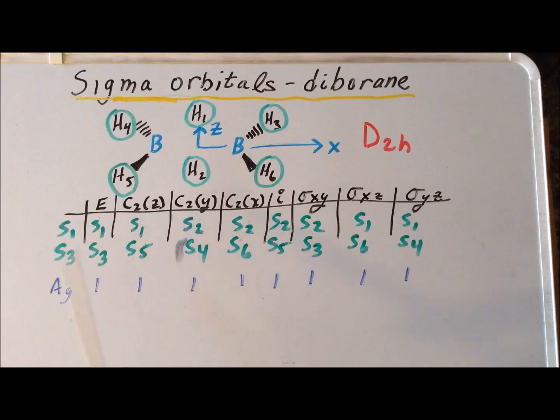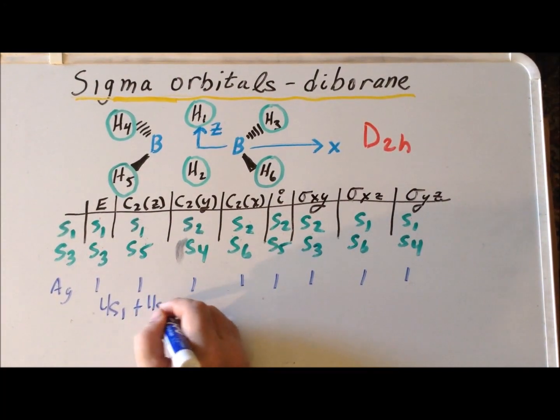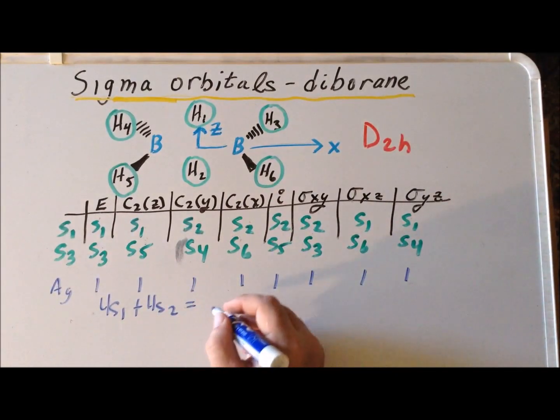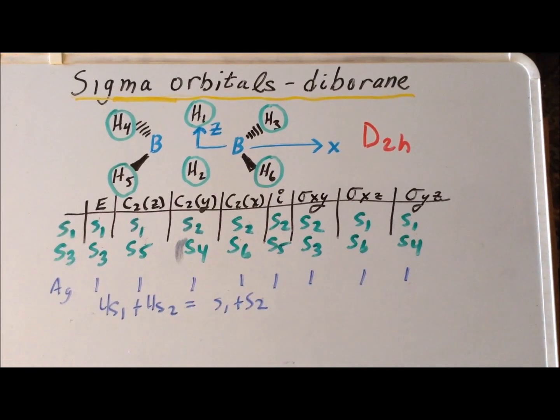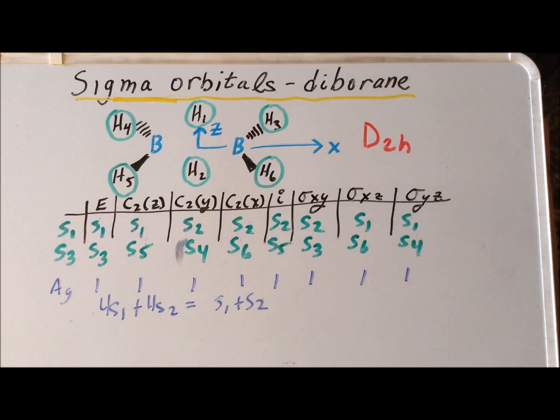But we multiply character by character, so let's do it for the first row. So we have 1s1 plus 1s1 plus 1s2 plus 1s2, and so on. And we would see that we get 4s1 plus 4s2, and we can always reduce the coefficients to lowest terms, and we get s1 plus s2. So that is one of our contributors for Ag. We'll see how we have to construct Ag at the end, which is a little different than we've done for previous molecules. For the time being, we have this contribution s1 plus s2.